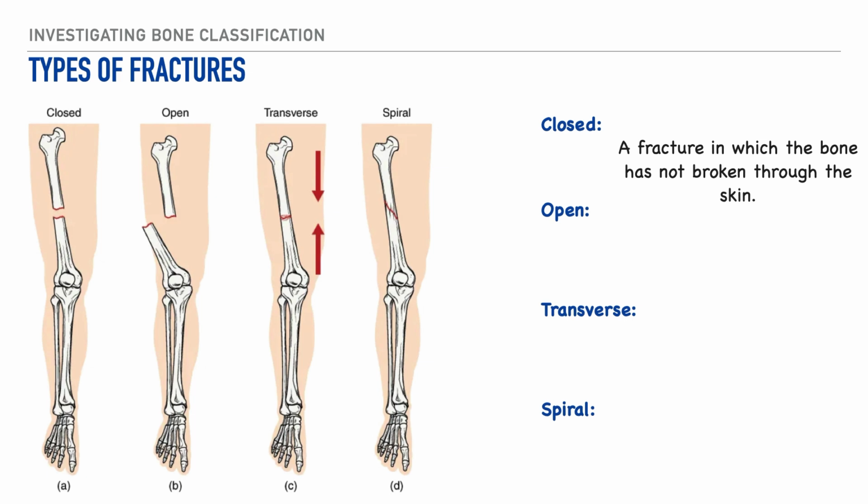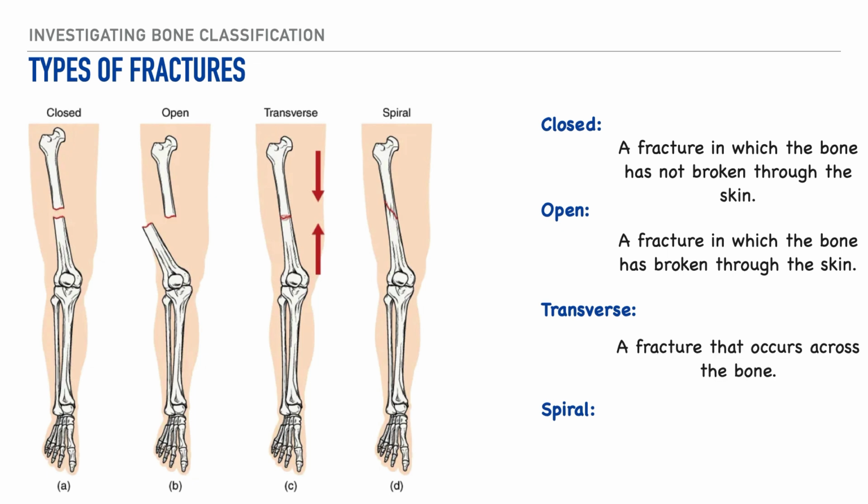Comparatively, we also have open fractures. This occurs when a fracture has broken through the skin. And with transverse fractures, these are fractures in which there is a clear fracture across a given bone. We also have spiral fractures, which occur due to some type of twisting or rotational force. We'll typically see these fractures wrap around a given bone as well.